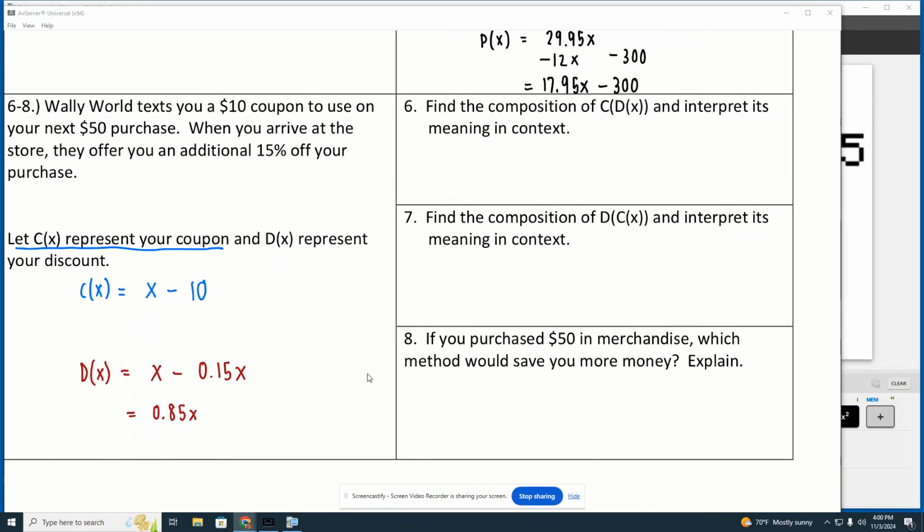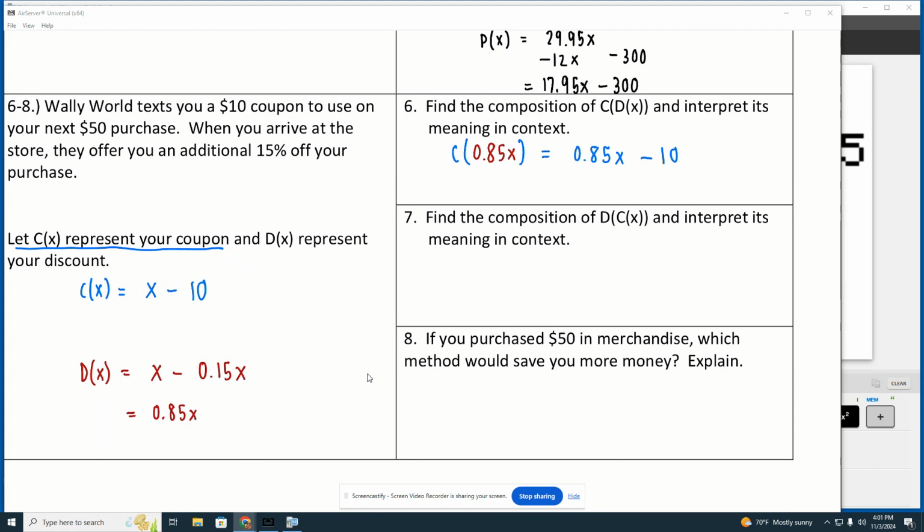And number 6, we want to do C of D of X. Now, what does that mean, C of D of X? It means that we're going to go to C of X and we're going to plug D of X, which is 0.85x, into there. So instead of this being X minus 10, we're going to replace this X right here with 0.85x. So instead of X minus 10, this equation will be 0.85x minus 10.